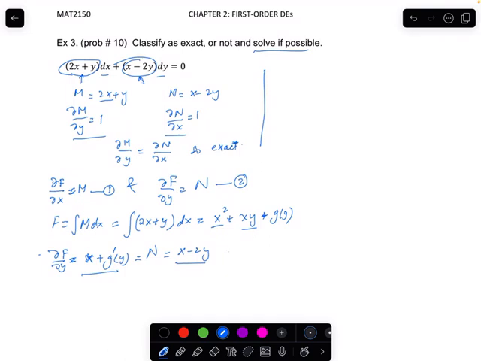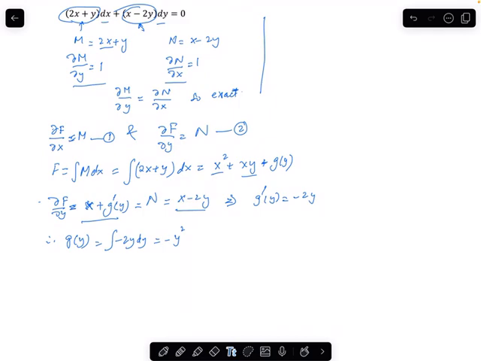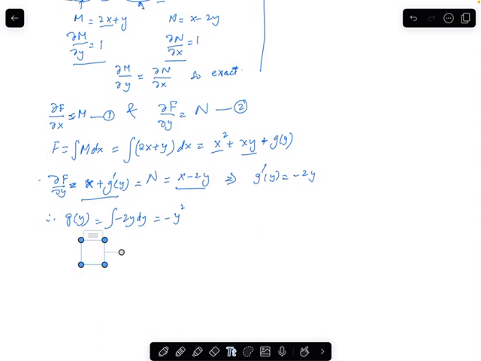Now comparing these two, you can say that g prime of y is equal to negative 2y. So we can get g of y, which is the integral of negative 2y dy, which is equal to negative y squared, because we have a 2 in front, and then we get y squared over 2, the 2 and 2 cancel out, so we are left with negative y squared.